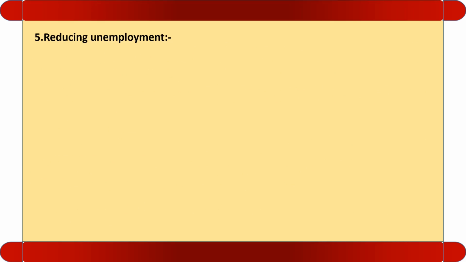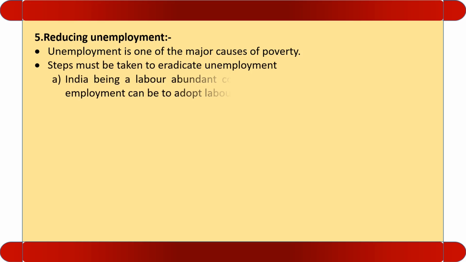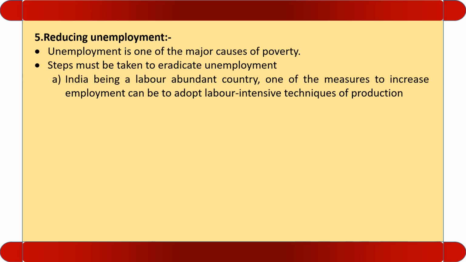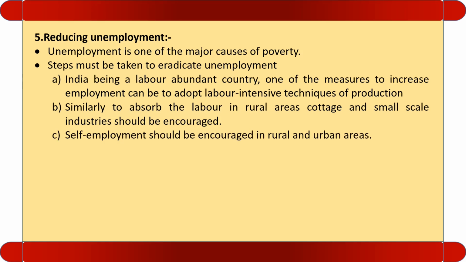The last point is reducing unemployment. Unemployment is one of the major causes of poverty. Steps must be taken to eradicate unemployment. We know that India being a labor abundant country, one of the measures to reduce unemployment can be to adopt labor intensive techniques of production. Similarly, to absorb labor in rural areas, cottage and small scale industries should be encouraged. Self-help groups should be encouraged in rural areas.